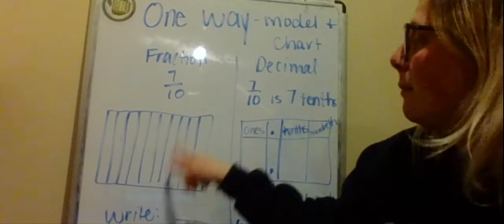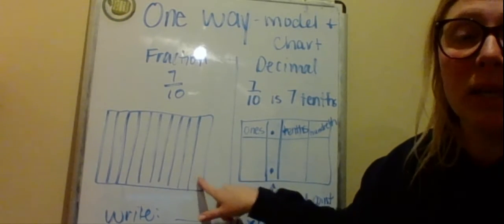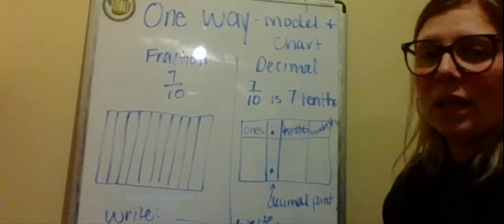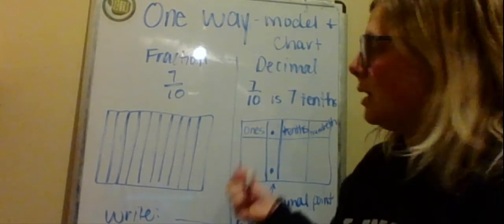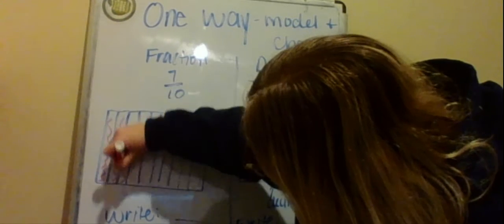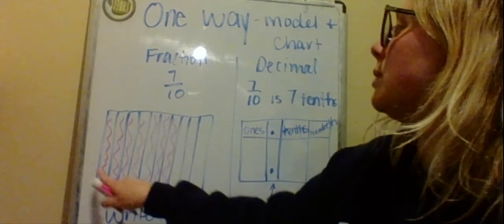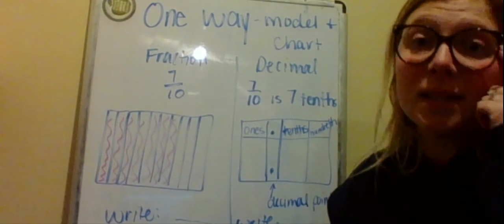And as a model, here I have 1, 2, 3, 4, 5, 6, 7, 8, 9, 10 pieces. And you guys know we've done this. You would shade 7 pieces out of the 10. So I'm going to shade 1, 2, 3, 4, 5, 6, 7. Right? So 7 out of 10, 7/10.